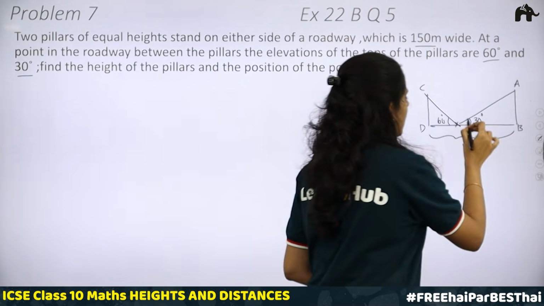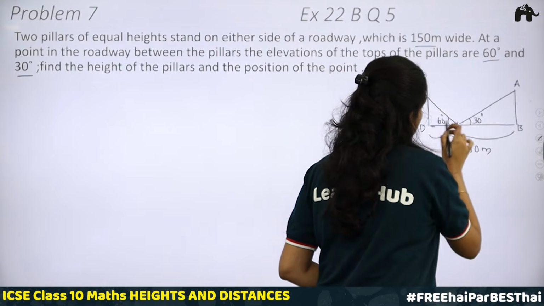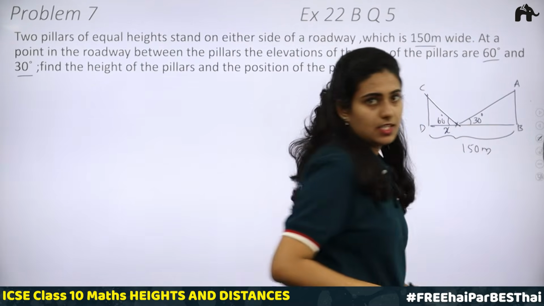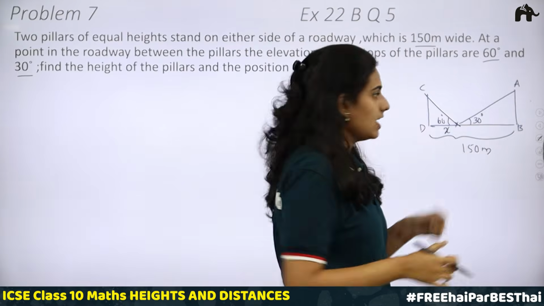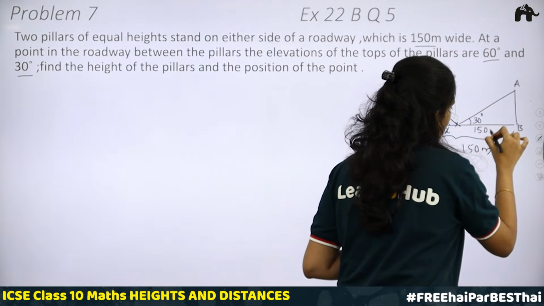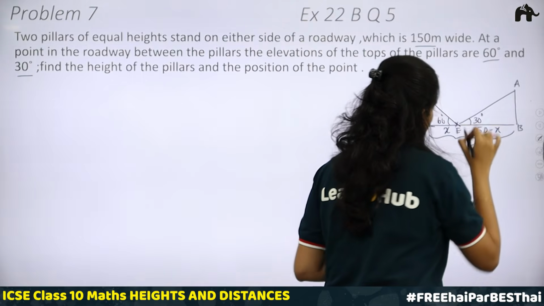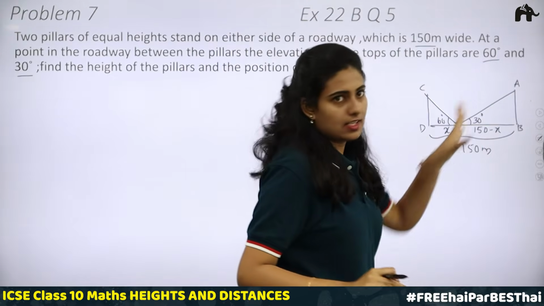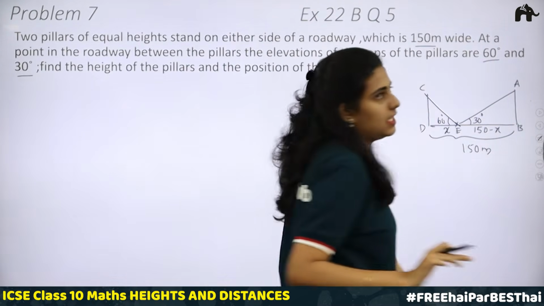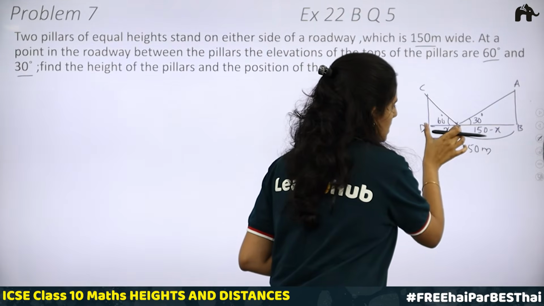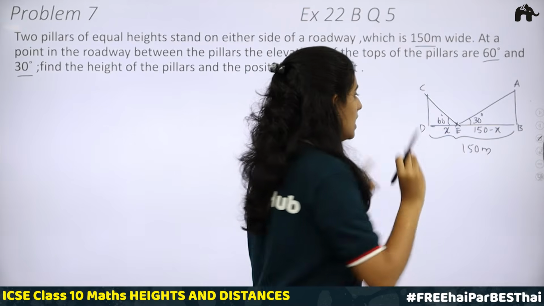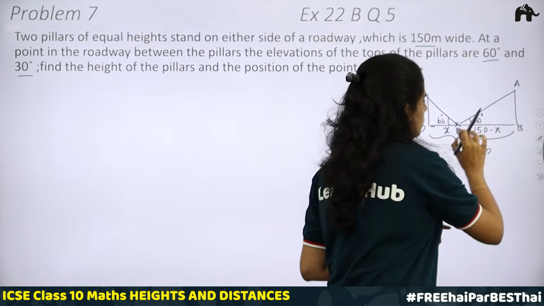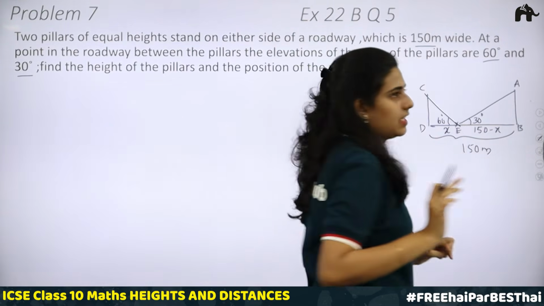Here, let us take the distance of the point from the pillar as some x. This distance is taken as x. If this distance is x, then this distance will be equal to 150 minus x. Now here we have a point E. From this point E, we have the elevations 60 degrees and 30 degrees to C and A, which are the tops of the pillars. DE is taken as x. The distance of E from the first pillar is x, then its distance from the second pillar will be equal to 150 minus x.